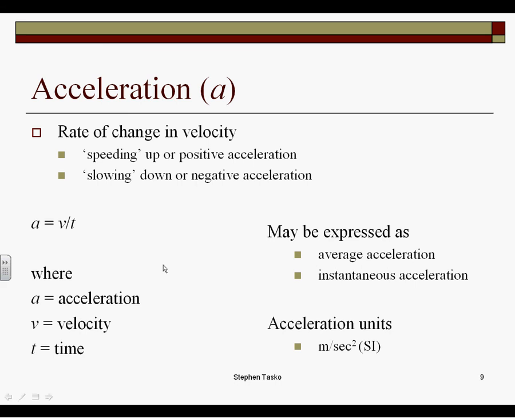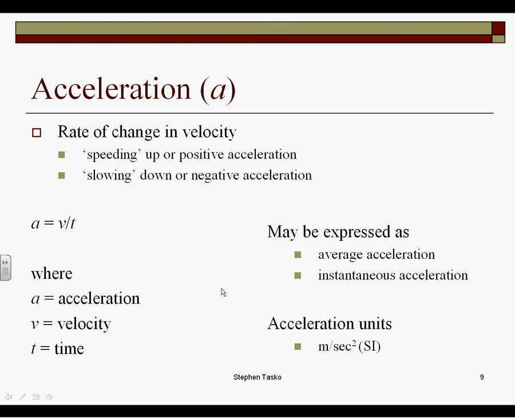If you remember, velocity is displacement over time, so acceleration is displacement over time, which then converts into distance over time squared. So the acceleration units are typically meters per second squared, often in SI, but it could be centimeters per second squared if we were using a CGS system. And just as velocity can be expressed as an average or instantaneous phenomenon, so can acceleration.